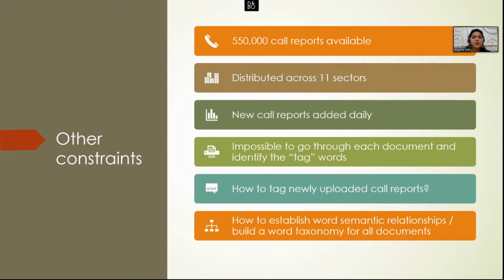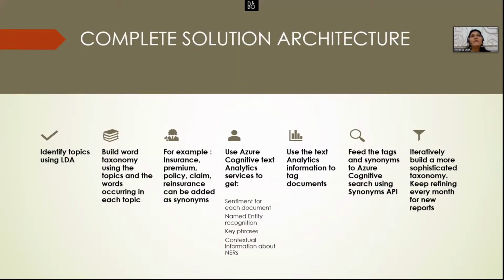That brings us to why we went to LDA and why we looked up neural word embedding and why we went on to natural language processing techniques. So our complete solution architecture, in a nutshell, looks like this. For all the documents which we have, the 550K odd documents, you identify the topics using LDA, which is our focus today, and how we did that.